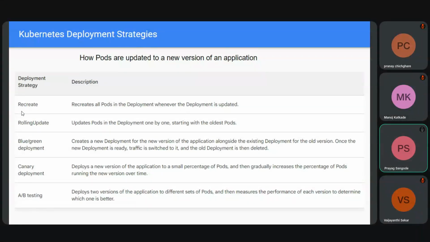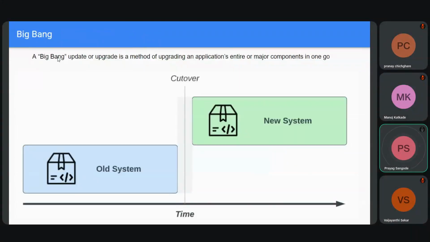But we can define some other strategies like recreate. Then the second one is rolling update. Then we have blue green deployment, canary deployment, A/B testing. Okay, so let's learn about each one of them. So the first one is recreate, also called Big Bang update.